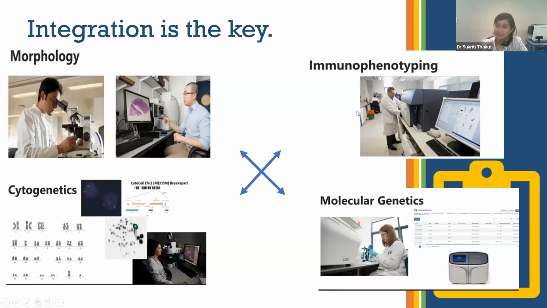These are the advanced tests we do day-to-day: immunophenotyping with the help of flow cytometry; then cytogenetics, which includes basic conventional karyotyping and FISH; and molecular testing, in which we do DNA and RNA testing with the help of next generation sequencing.